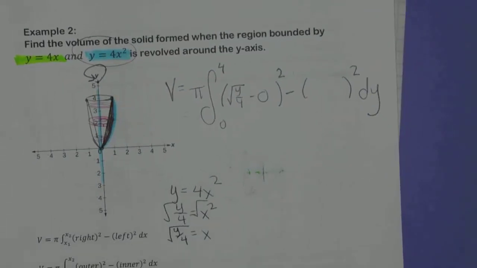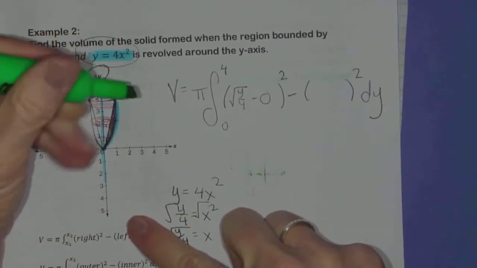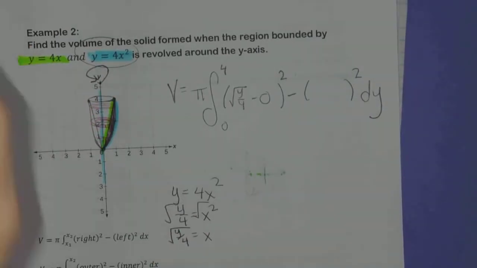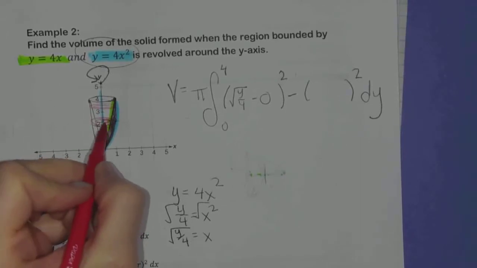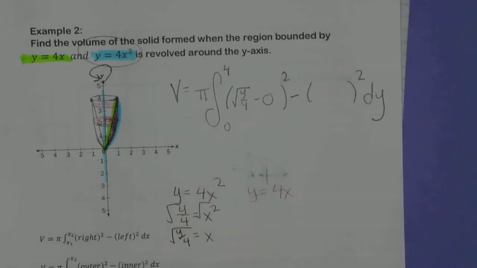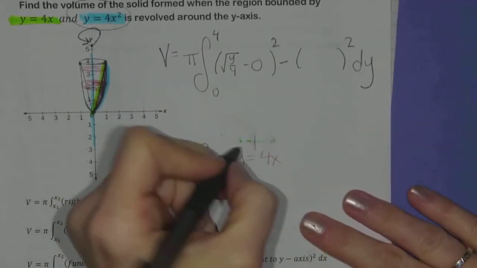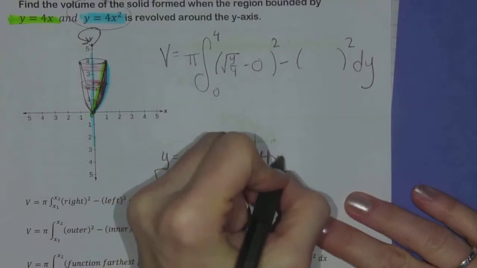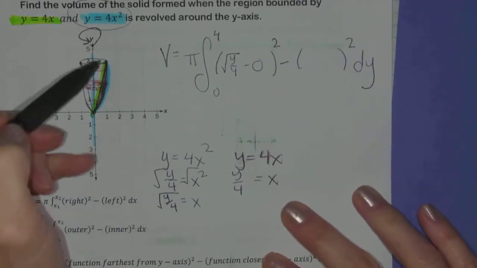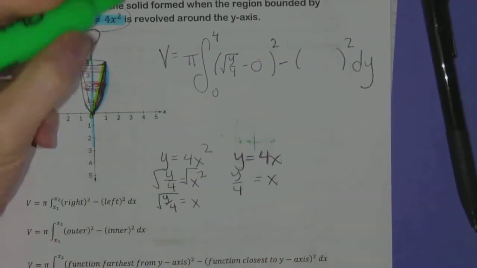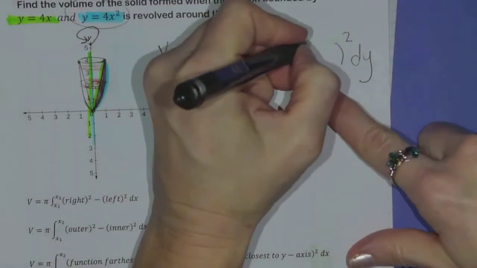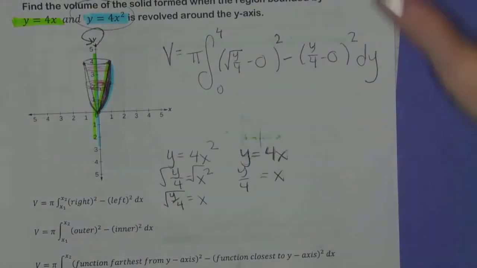Okay, now to the inner function, the little r. This is my linear inside function here. And that distance measured from the y-axis to the right is also an x value. If I take y equals 4x, and I solve it for x, I simply get y divided by 4. So from the green back to the y-axis, which is 0, is just going to be y over 4 minus 0. And that should do it.